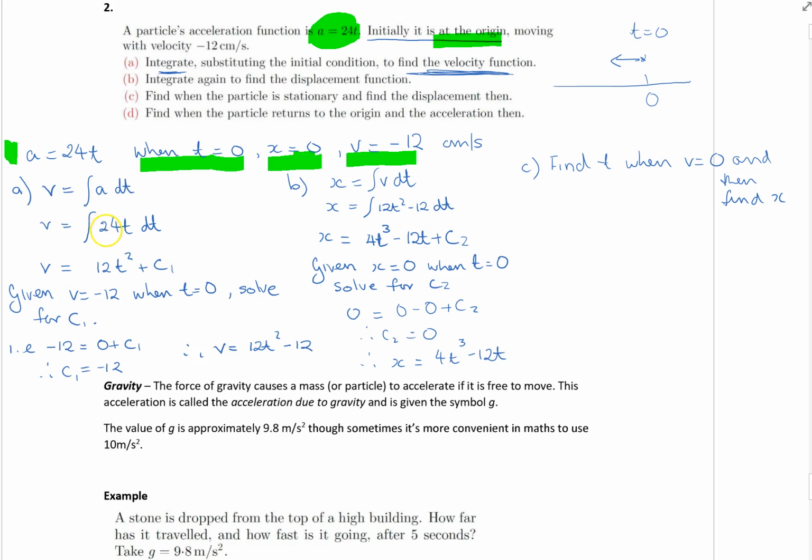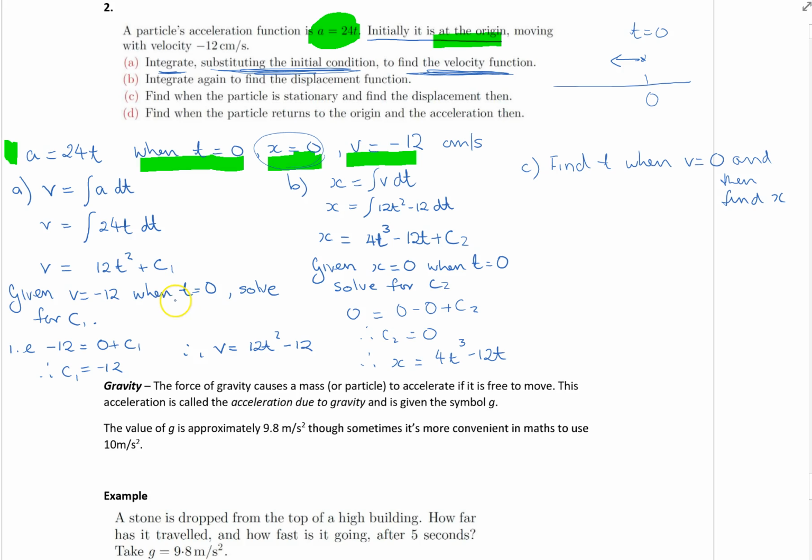So my velocity function would be the integral of my acceleration function, 24t. So now I'm working mathematically, integrating 24t: add 1 to your index, divide by that new index. So I've got 12t squared plus some constant. Now, substitute the initial condition is really saying find the value of your constant. The initial condition, or the conditions we were given, is that the velocity would be negative 12 when the time was 0. At this stage, I'm not using that displacement is equal to 0.